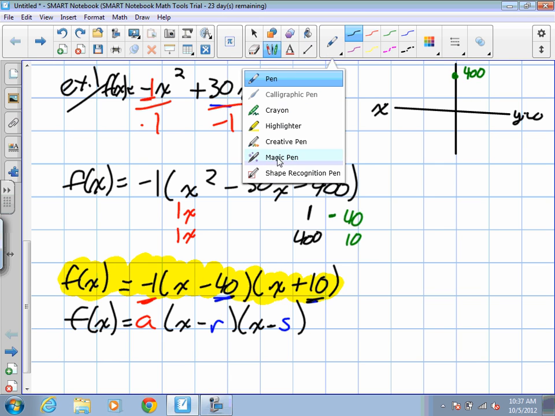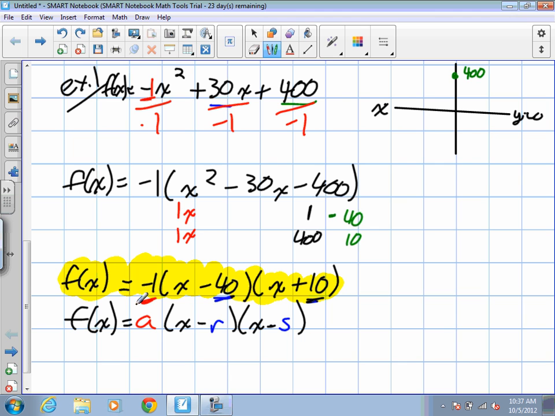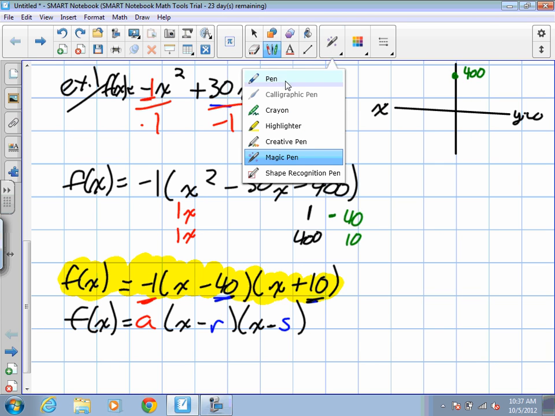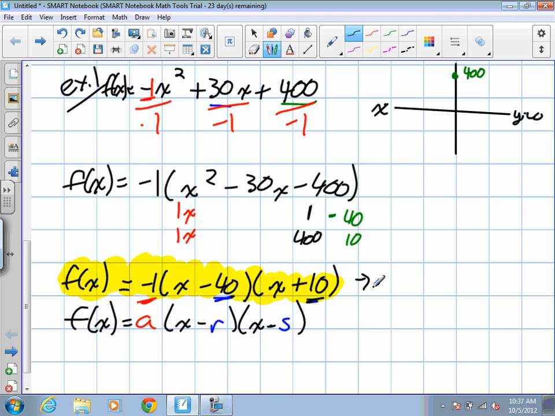What does this represent? What letters literally is that saying? X, okay, so we know that's not y. What other variable do we have that could replace y? f of x, okay? Remember our function notation, we can essentially interchange f of x and y when graphing. We talked about that, so you have to go back and look. So, essentially this equation can be rewritten as y is equal to negative 1, x minus 40, x plus 10.